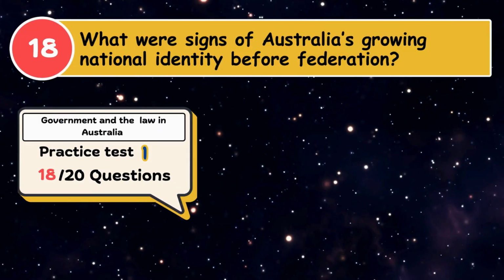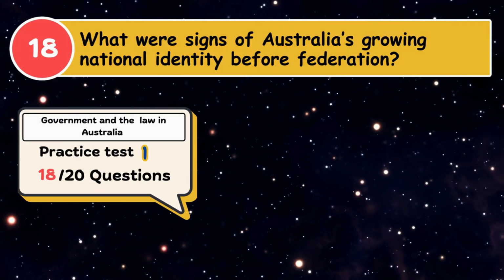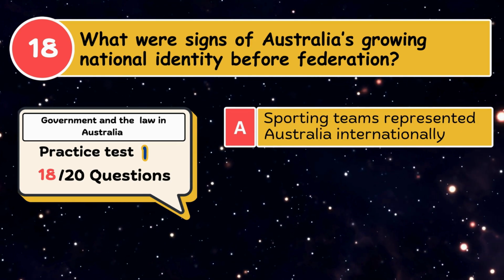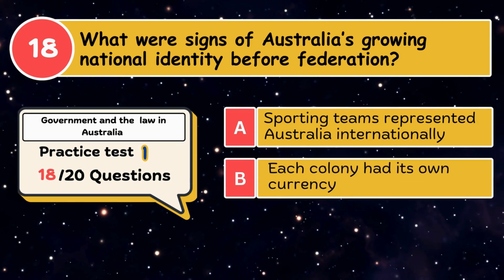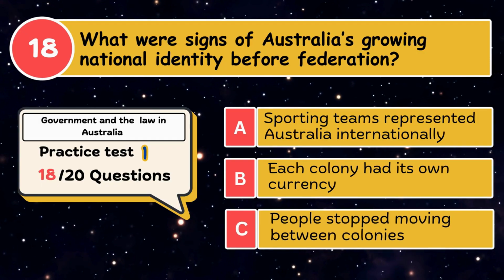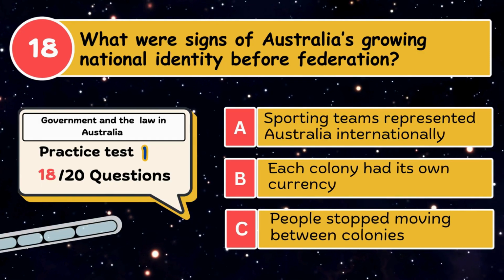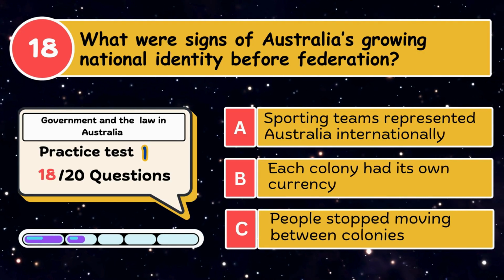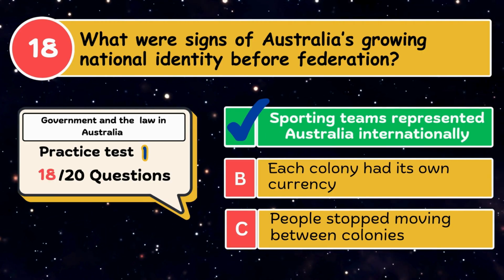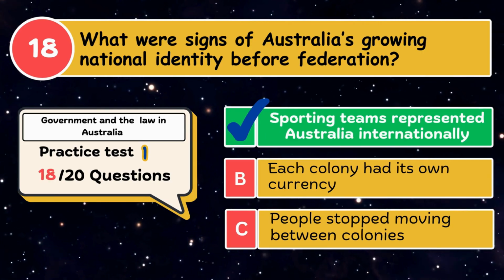What were signs of Australia's growing national identity before the Federation? A. Sporting teams represented Australia internationally. B. Each colony had its own currency. C. People stopped moving between colonies. The correct answer is sporting teams represented Australia internationally.